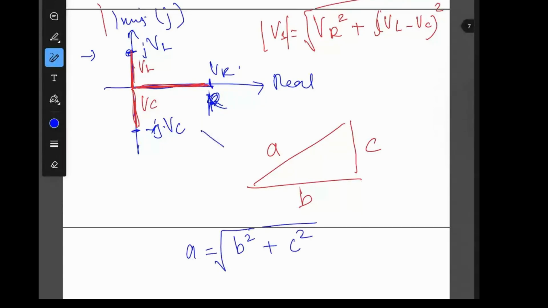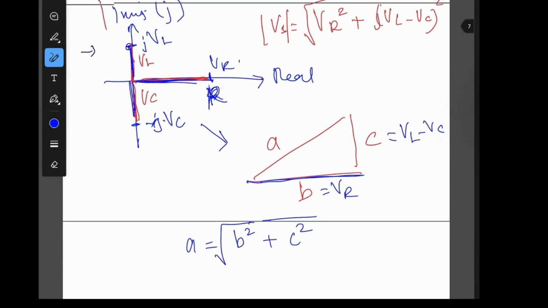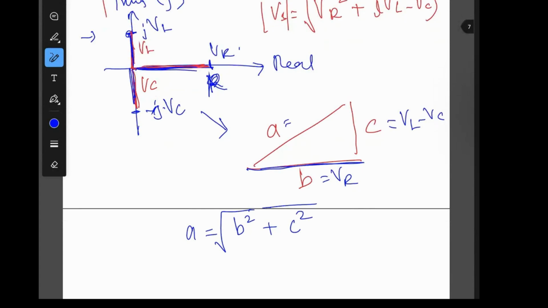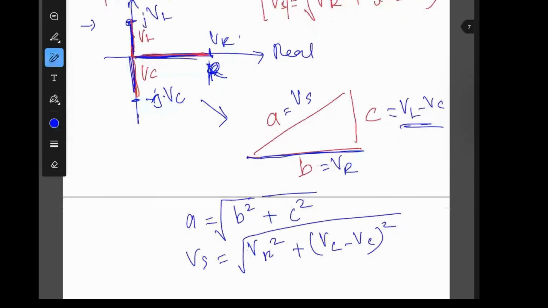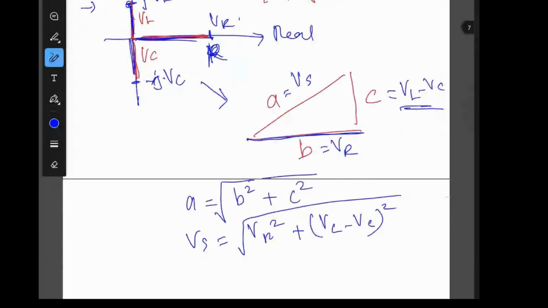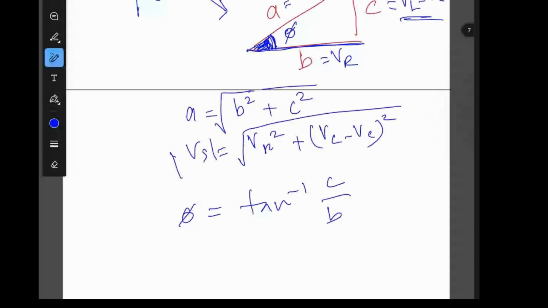Okay, when we relate it in this form, we can say that B is VR and C is VL minus VC. We can substitute A as Vs. So Vs equals the square root of VR squared plus (VL minus VC) squared. Okay. This is called the magnitude of the voltage.